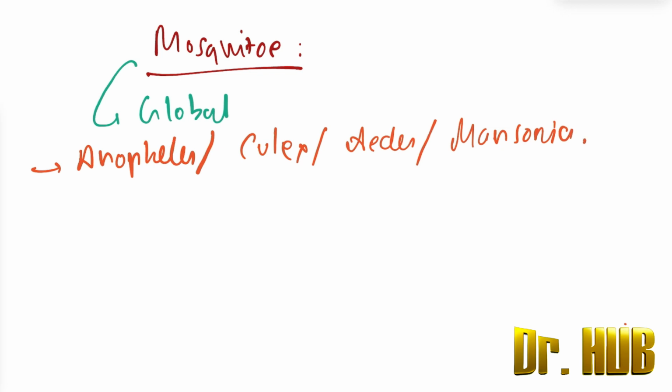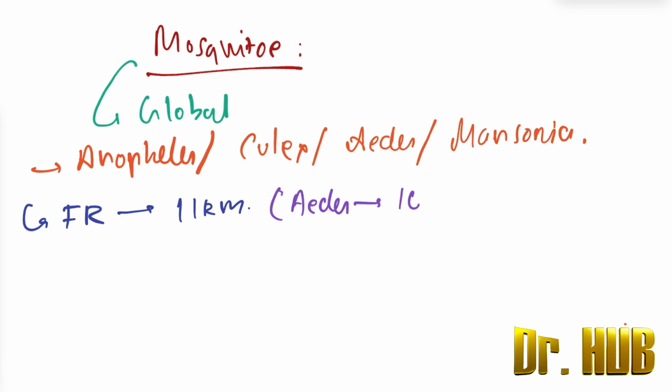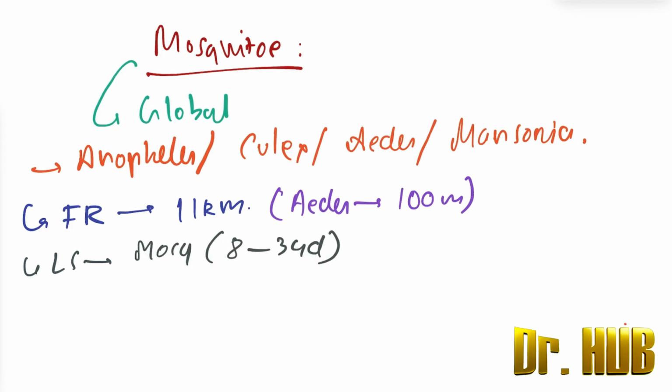The flight range varies up to 11 kilometers, except Aedes, for which it is 100 meters. The lifespan of a mosquito is going to be 8 to 34 days.